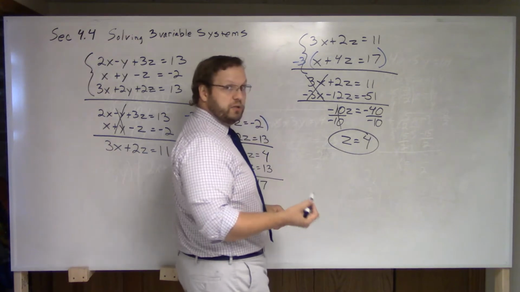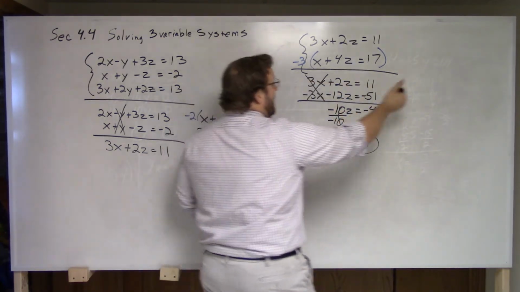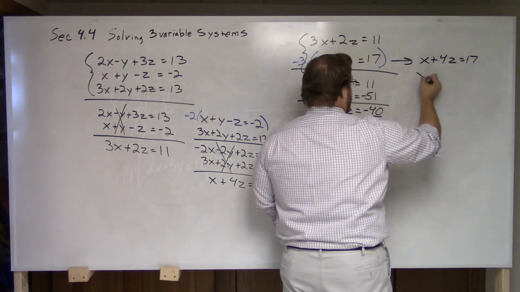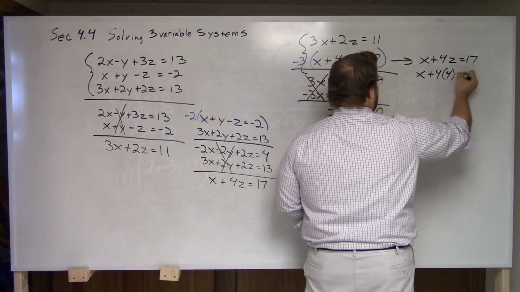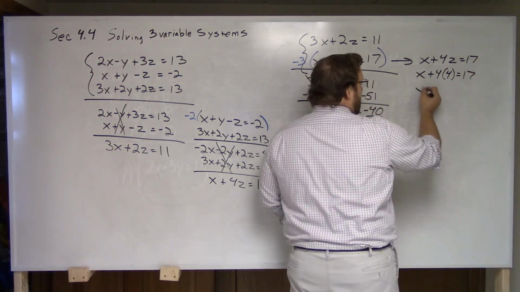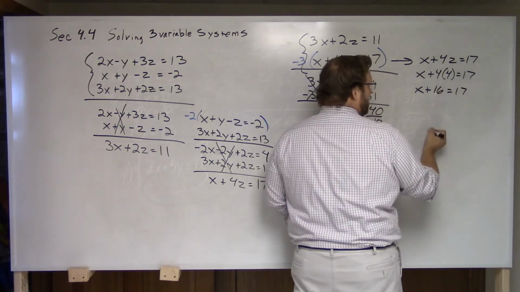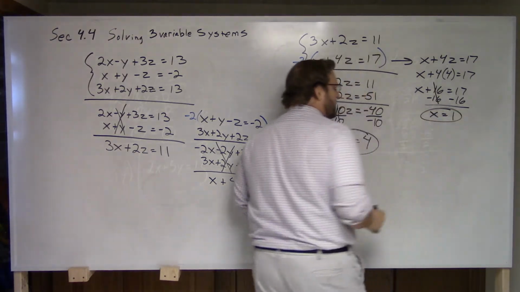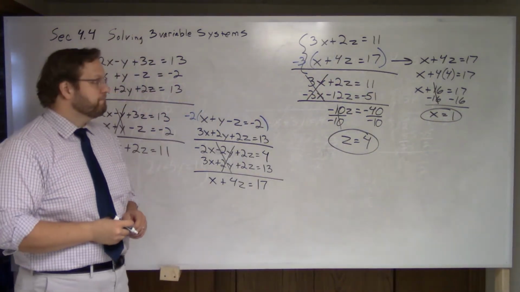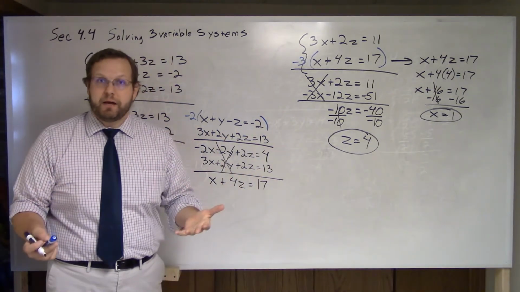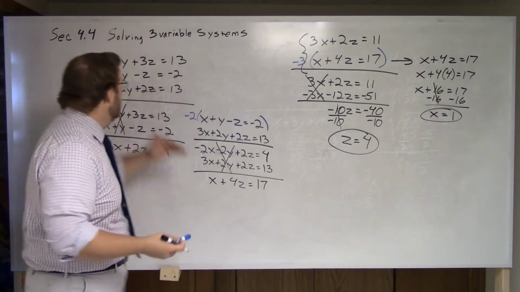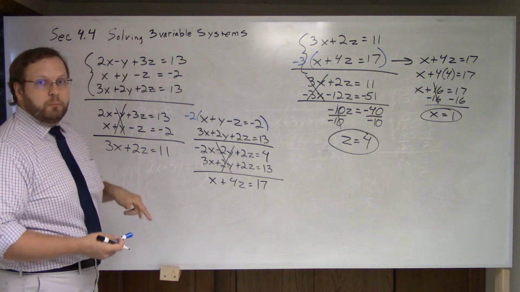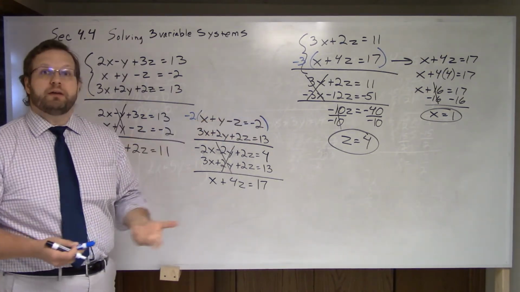The next variable we should be after is the x. So I'm going to go with this one and get x plus 4 times 4 equals 17. X plus 16, and then x equals 1. Okay? So I've got my x, I got my z. I still need my y. Now the only place that we had a y were in these original 3 equations. Pick any one of these you want. Plug in the z and the x, and then we're left with a y to find.